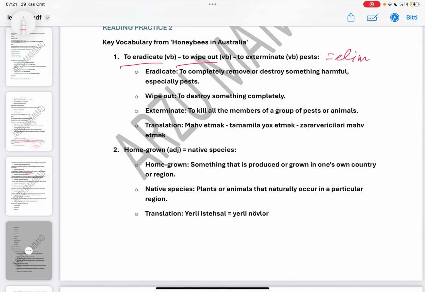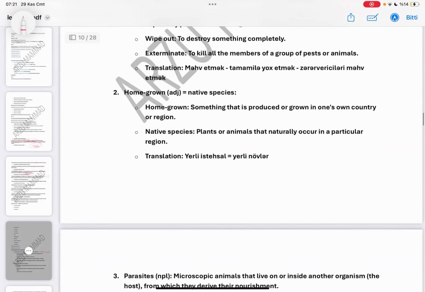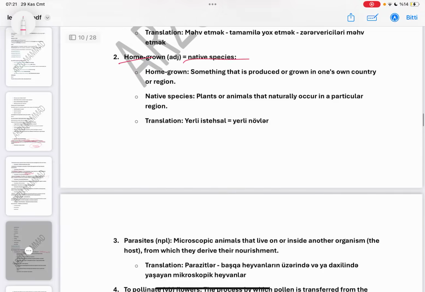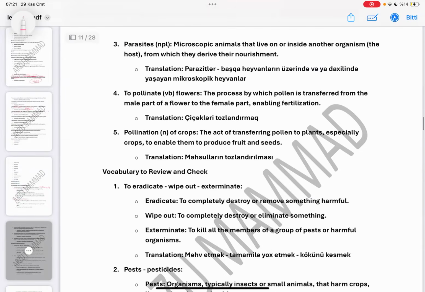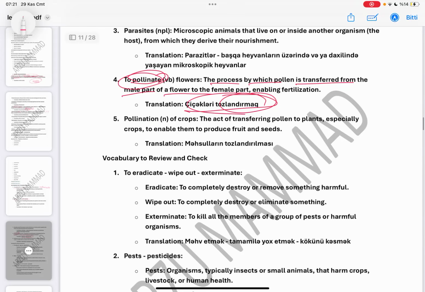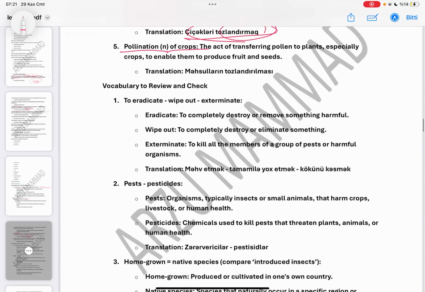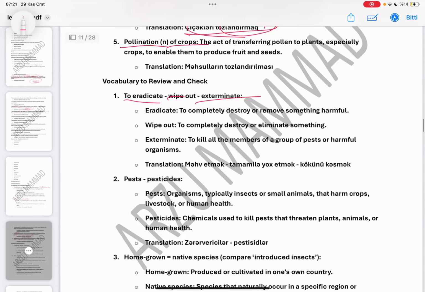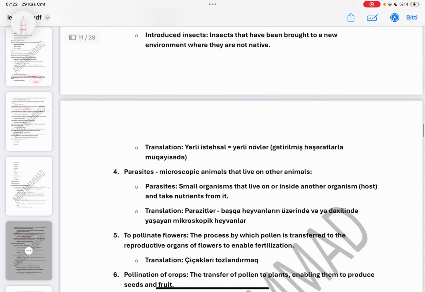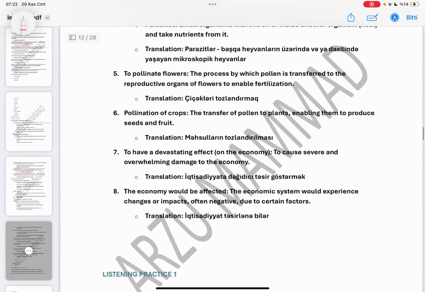We have already discussed. Exterminate, synonym. Homegrown, native. Parasite, you know. Pollinate, the process by which pollen is transferred from the male part of a flower to the female part. You can see its translation. In Turkish, they say pollenler. Maybe you have heard this. Pollination of crops. Eradicate, wipe out, exterminate, okay? So we have already discussed this one.